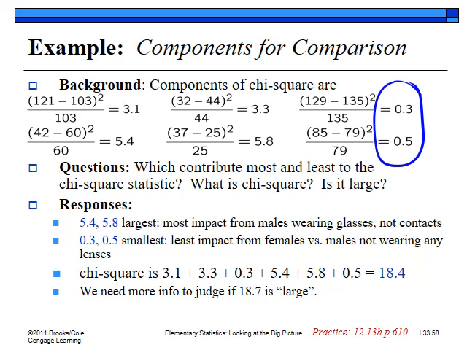Is that large? Well, remember the mean of the chi-square distribution is equal to the number of degrees of freedom, which is rows minus 1 times columns minus 1. So the mean here is 2. 18.4 seems like it's going to be pretty big.